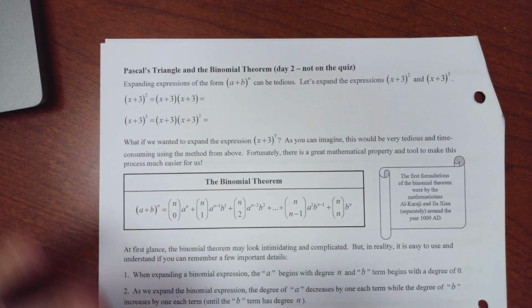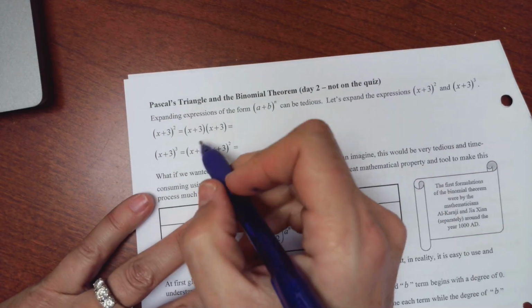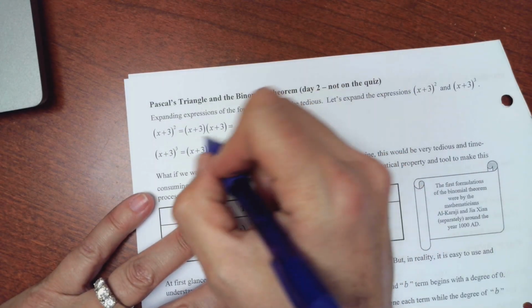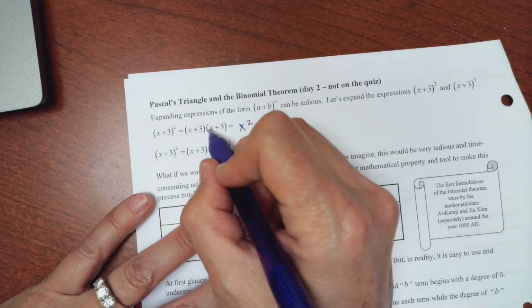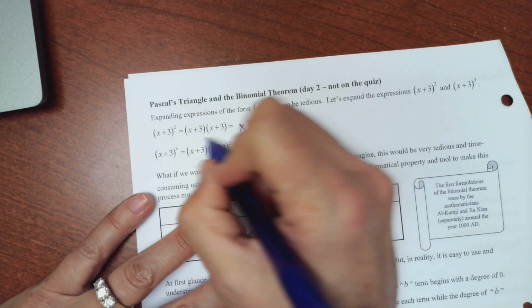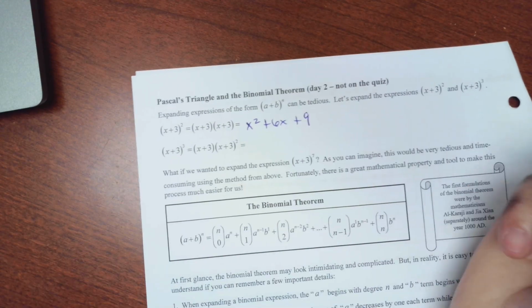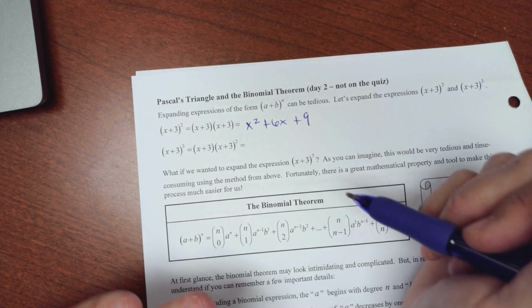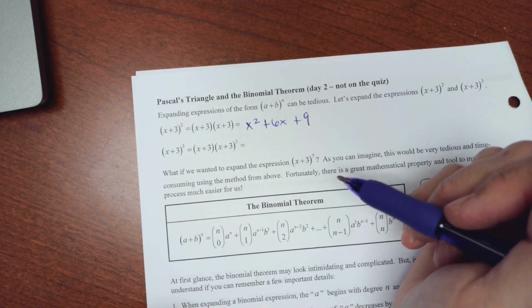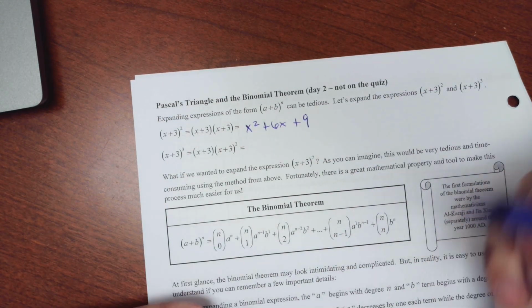On the notes, we did this already on the other side, but let's go ahead and do it again. So if I had x plus 3 times x plus 3, I would have x squared. I'd have a 3x and a 3x, so plus 6x and then plus 9. Now, you might be saying to yourself, those aren't the numbers that were on the list, but this is what it was. I'll show you later how that works.